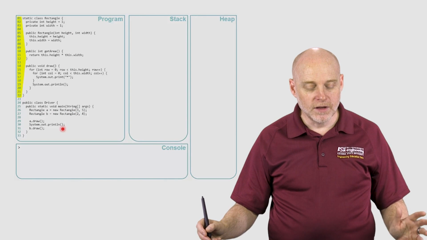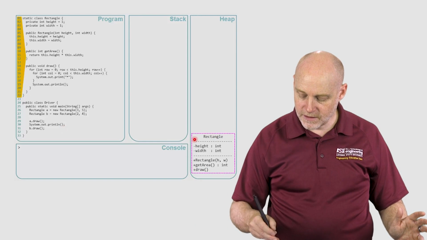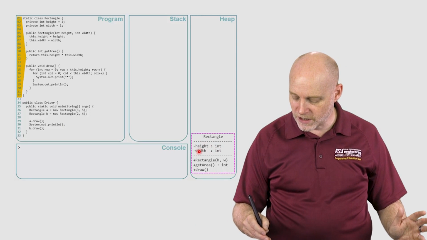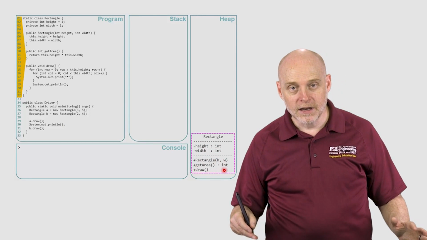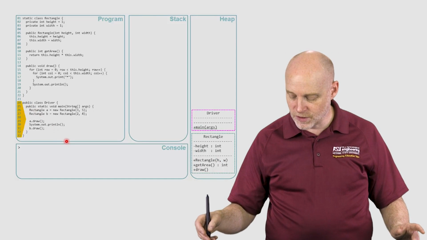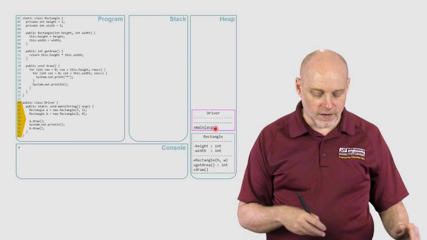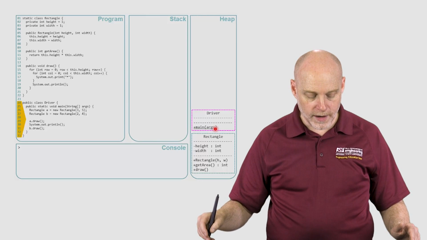First thing that's going to happen is the rectangle class gets created. And so we've got this blueprint for building rectangle objects, each of which will have its own integer for a height, an integer for a width, its ability to get the area, and its ability to draw itself. Then, of course, we have the driver class that has to be created as well, and it stores the main method, which is what gets executed by the operating system when we run this program.